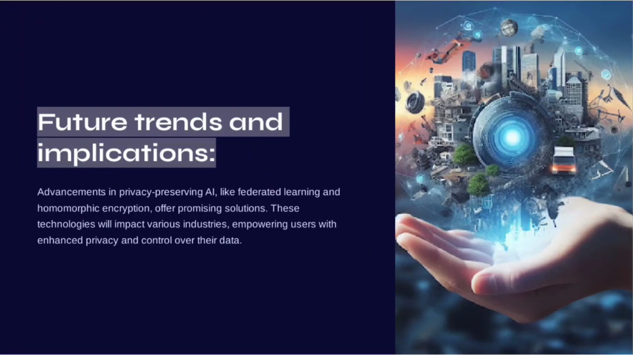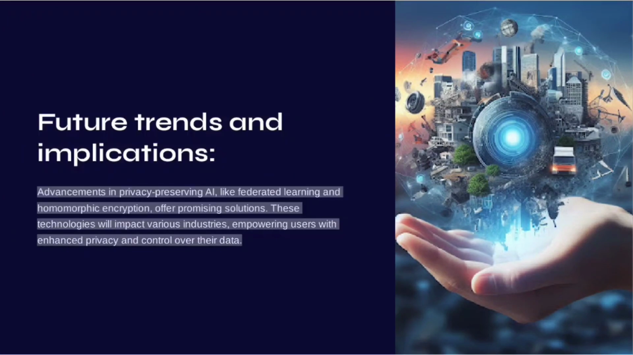Future trends and implications. Advancements in privacy-preserving AI, like federated learning and homomorphic encryption, offer promising solutions. These technologies will impact various industries, empowering users with enhanced privacy and control over their data.